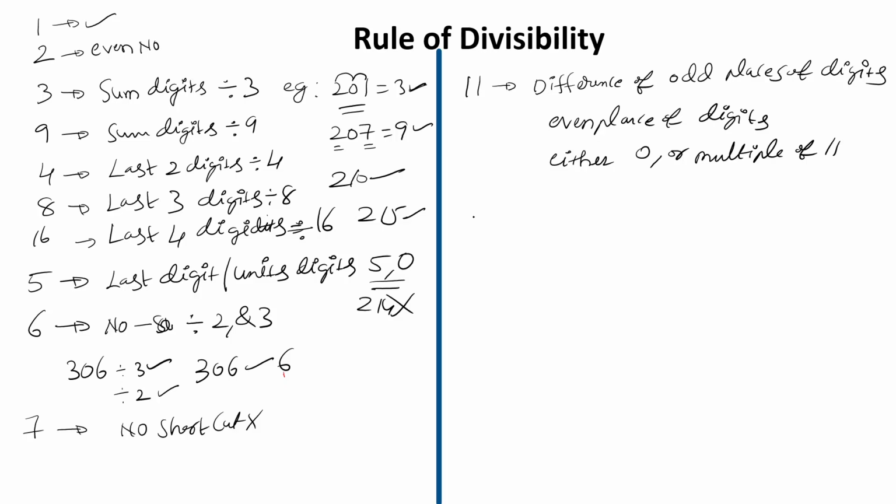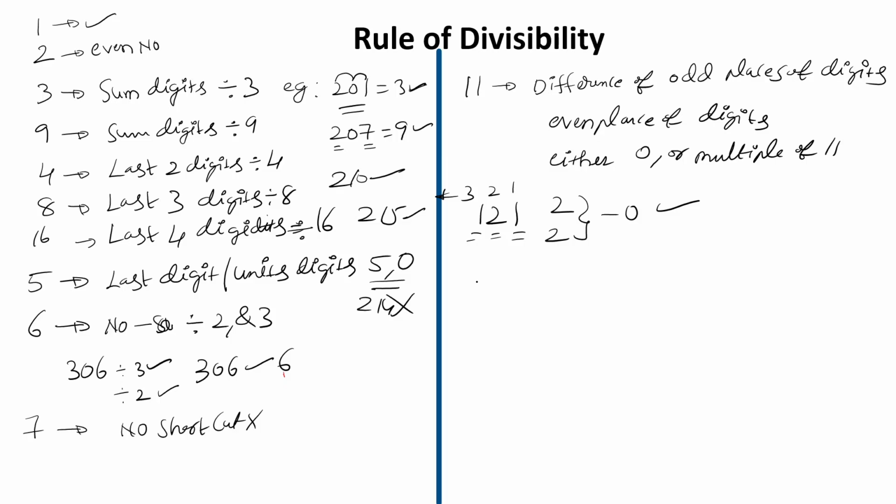Now what is that actually? See, for example 121. Now what are the odd places? These are the odd places, 1, 2, 3, if you write the number from right to left. Now 1 plus 1 is 2. Now the even place is also 2. So what is the difference? 0. So that is the reason 121 is divisible by 11.